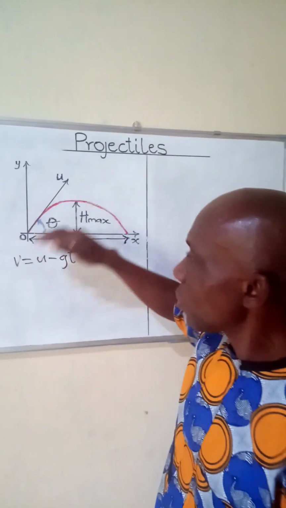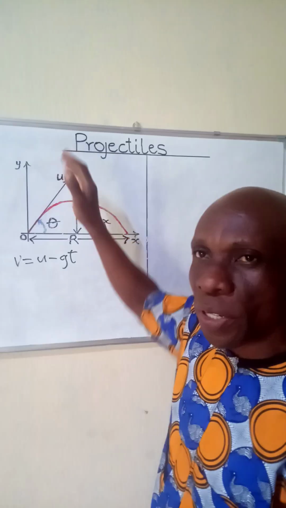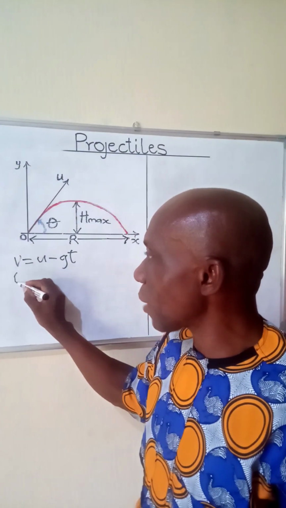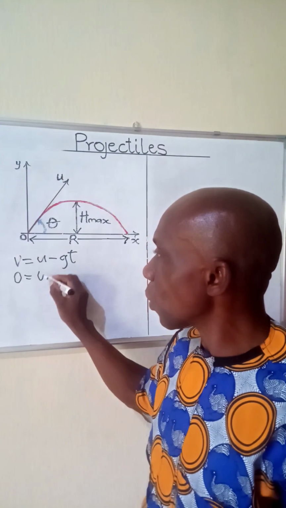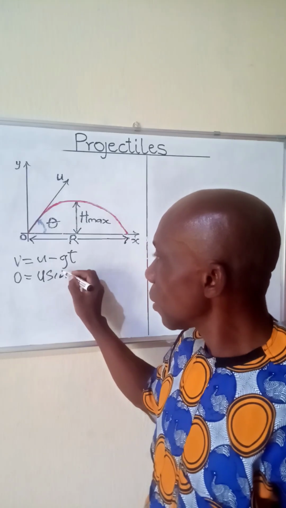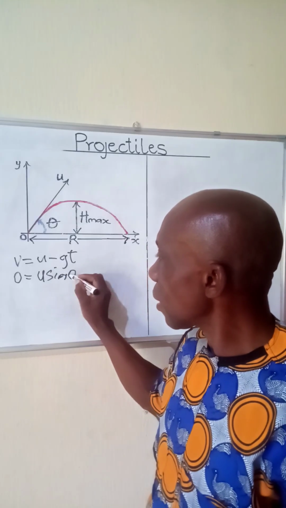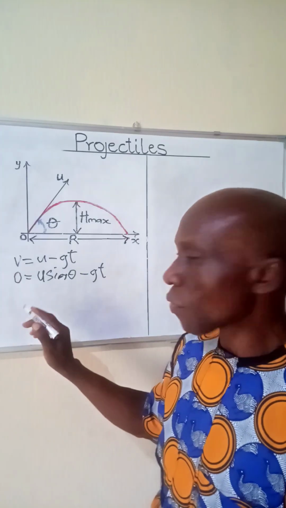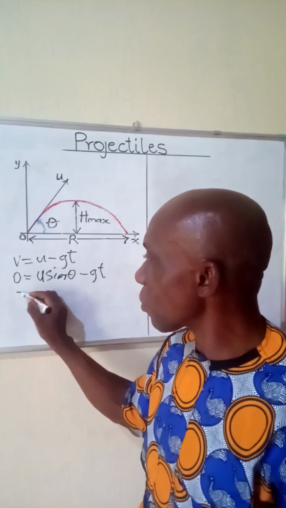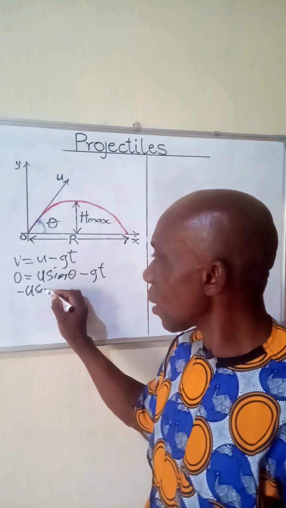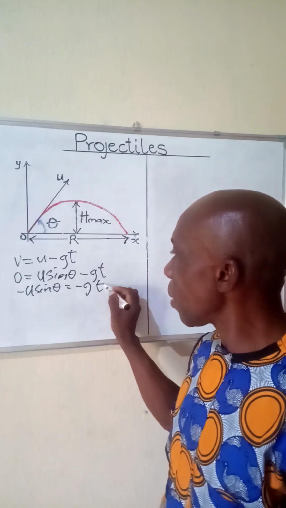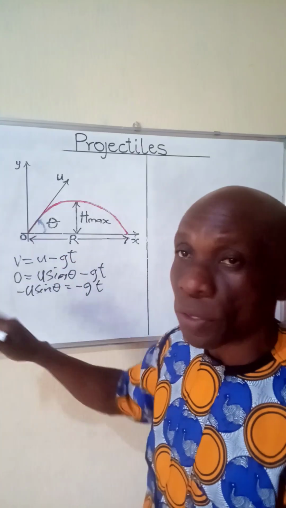So we will substitute the vertical component of initial velocity in this equation. Remember, at the maximum height, final speed is 0. So this becomes 0 equals u sine theta minus gt. When you rearrange this, change of subject of formula, we can move this to the left: minus u sine theta equals minus gt. Remember, here it was positive. When it crosses, it becomes negative.